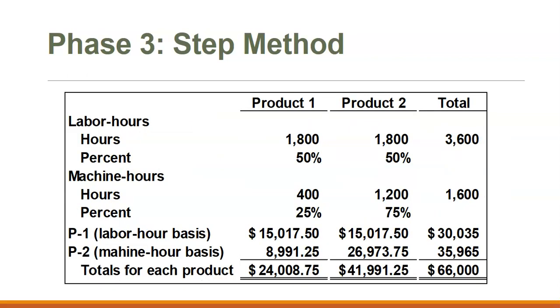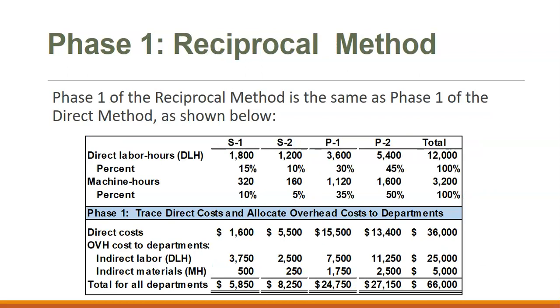Then we allocate to the two products. This is also the same as the direct method, phase three of that component. In the reciprocal method, we recognize that there is a reciprocal relationship between all departments. Phase one is exactly the same. So much like the step method and the direct method, where we're going to see the changes is in phase two.